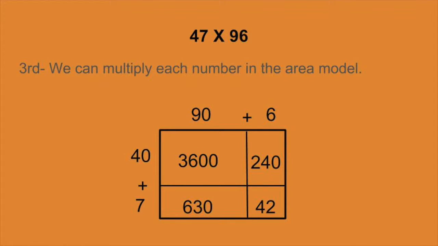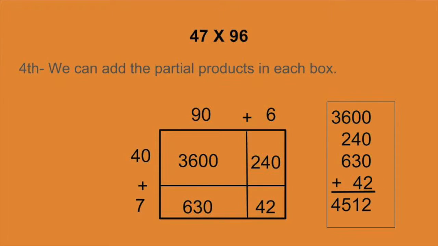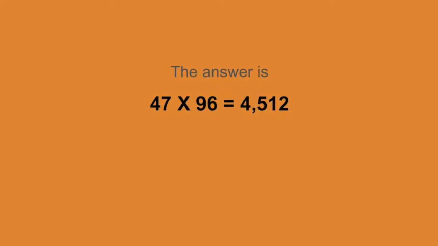We can multiply each number in the area model. We'll start by multiplying 90 times 40, which gives us 3,600, 6 times 40, which is 240, 90 times 7, which is 630, and finally 6 times 7, which is 42. Now we can add our partial products in each box. 3,600 plus 240 plus 630 plus 42 equals 4,512. 47 times 96 is 4,512.